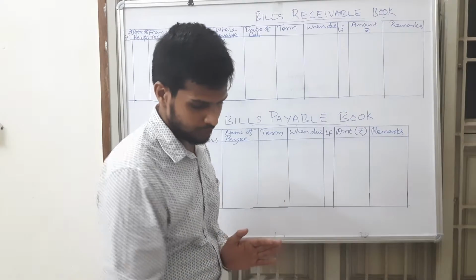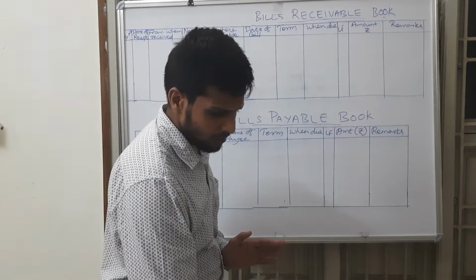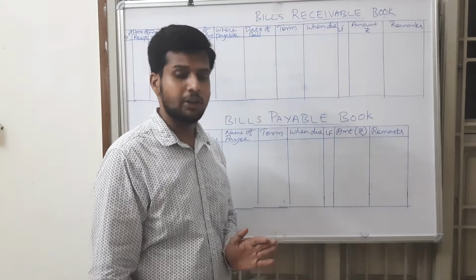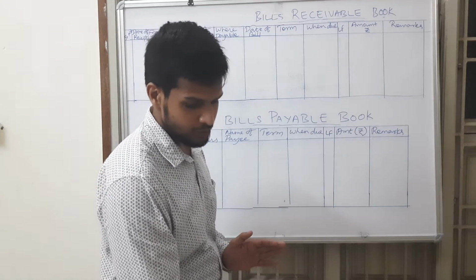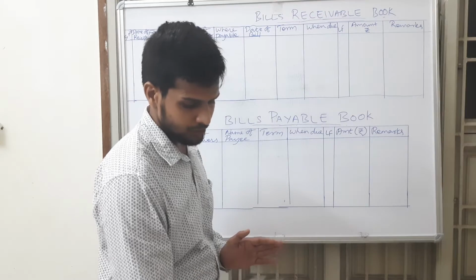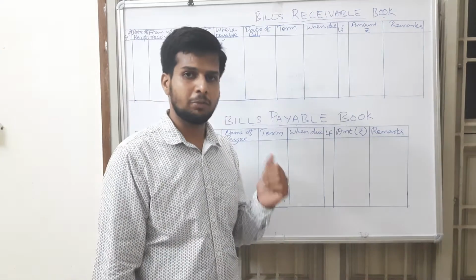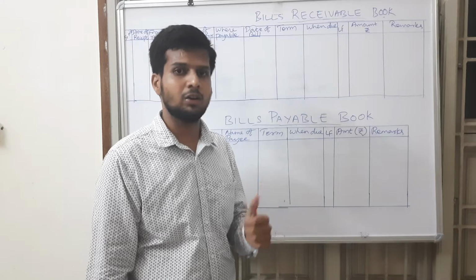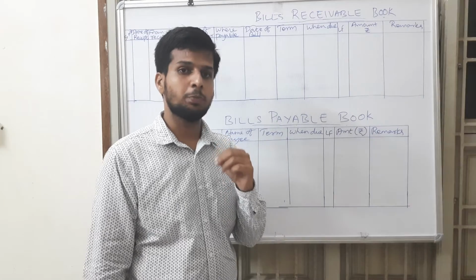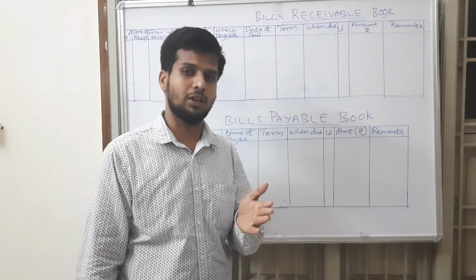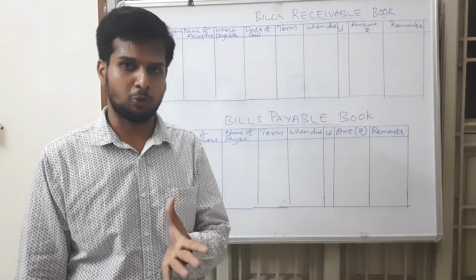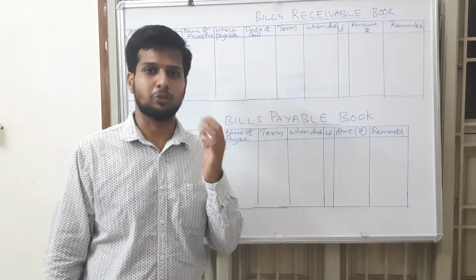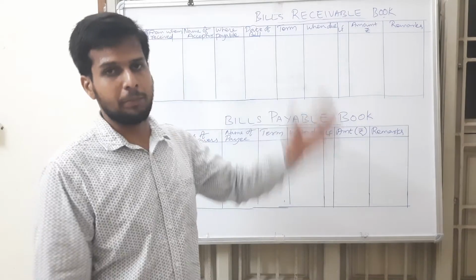Here we have the question. Record the following transactions in the bills receivable and bills payable books of Mr. John and post them into ledger. Here first we need to prepare the bills receivable book and the bills payable book, and after that we need to post it into the ledger. How the ledger account should be shown, and how the balance should be shown in the ledger account, must also be prepared.